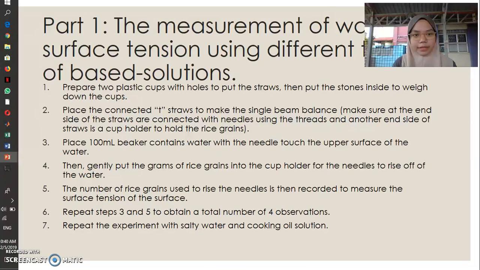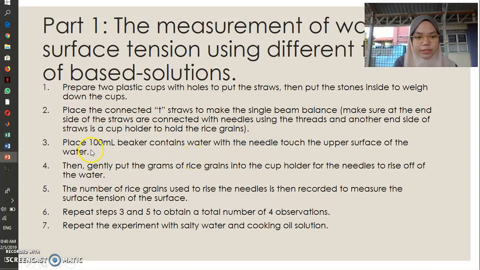For the procedure, part 1 is the measurement of water surface tension using different types of base solution. First of all, we need to prepare 2 plastic cups with holes to put the straws, and then we put stones inside to weigh down the cups. The second step is to place the connected straws to make a single beam balance, making sure that the end side of the straw is a cup holder and also holds the needle.